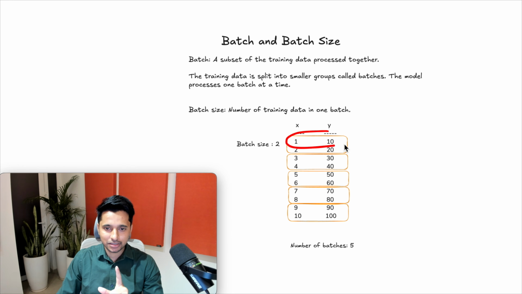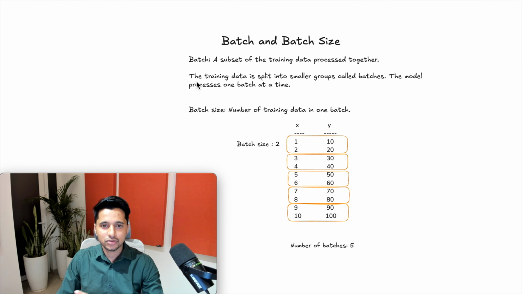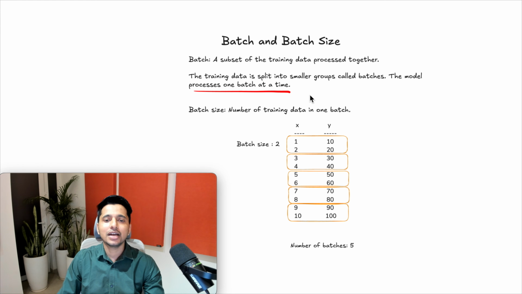So this is one batch. This is another batch. This is another batch. This is another batch. And this is another batch. So now what we will do, we will feed one batch at a time into the model. The training data is split into smaller groups, called batches, and the model processes one batch at a time. So we will feed this into the model, and then this, then this, then this, and then this.